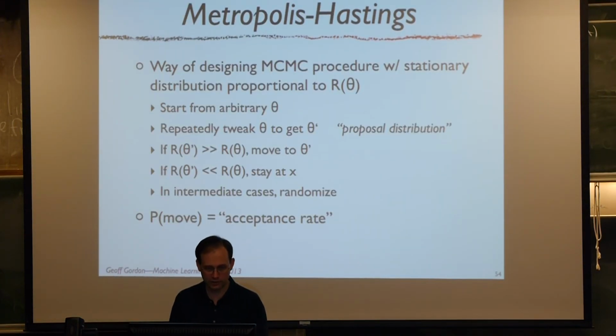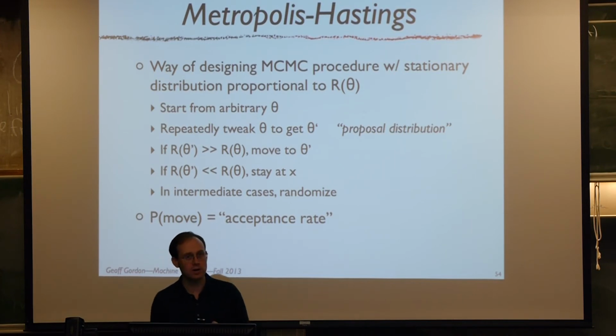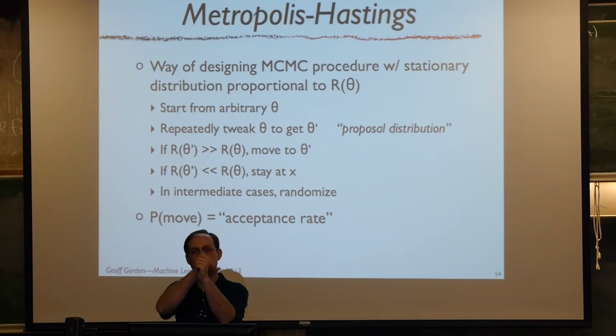So the way it works is that we start from an arbitrary point theta, so an arbitrary parameter vector. We repeatedly tweak our parameter vector to get another one we'll call theta prime. And the way we tweak it is called a proposal distribution. So the idea is that if we start here, we're proposing to move to this other vector. And then we decide whether or not to accept. We accept the proposal if it does move to an area of much higher R of theta. We reject it if it moves to an area of much lower R of theta. And in between, we randomize according to a formula that is not particularly enlightening, but you can look it up if you need to use it.